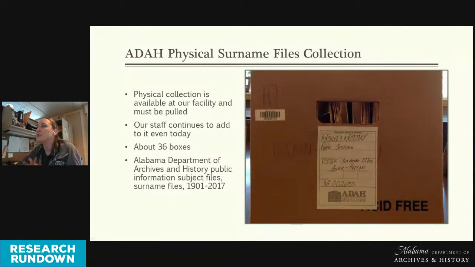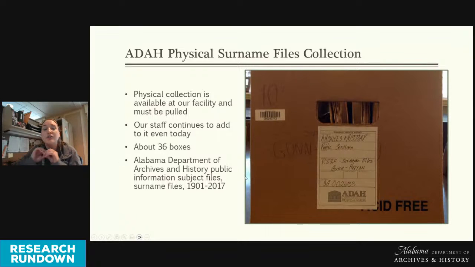So the last way that you can look for surname files here is through the physical collection. The information that was microfilmed before 1984, that's how we would really prefer you to look at it. And what we would let you see in the physical format is going to be the stuff that was added after 1984. This is still available here at our facility, and it's got to be pulled by staff. So you have to fill out a call slip for us to go get it for you. We add to it continually. It's about 36 boxes today.